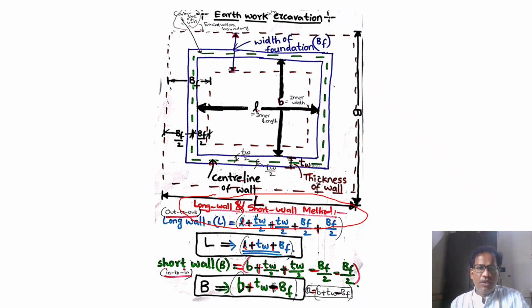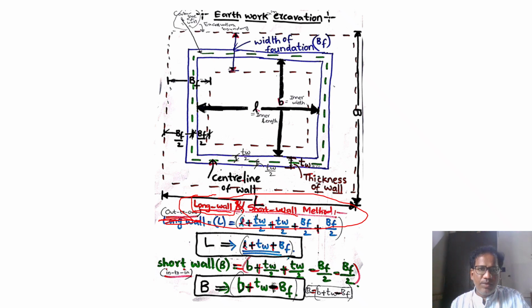In fact, we are very comfortable using long and short wall as out to out and in to in. This is a more appropriate expression. Instead of a long wall, it is appropriate to speak of out to out, whereas in a short wall, it is appropriate to speak of in to in.